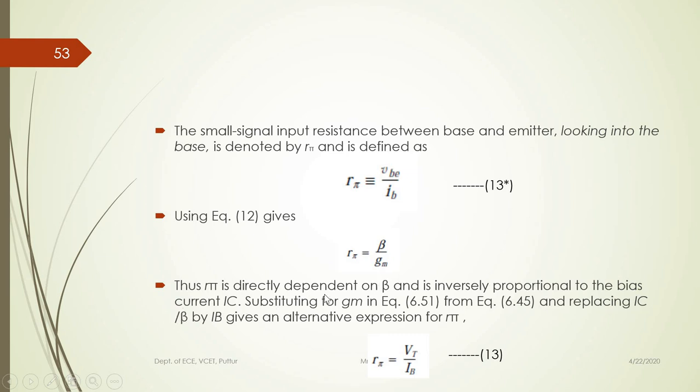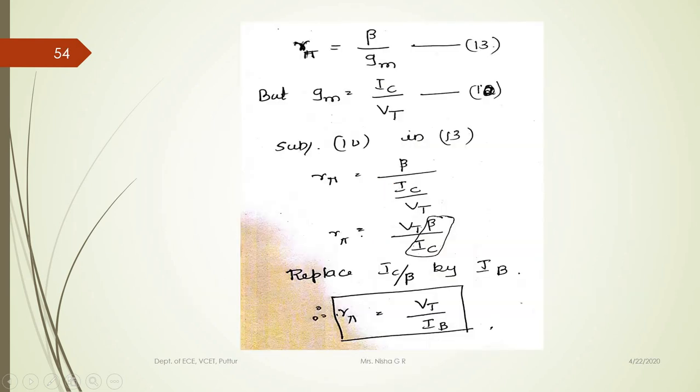This r pi is directly proportional to beta and inversely proportional to the bias current IC, because GM, we know, is IC by VT. So it is inversely proportional to IC. Now, after substituting the GM value, what is the next equation for r pi we are going to get? That is explained in the next slide. So r pi, we know now, is beta by GM.